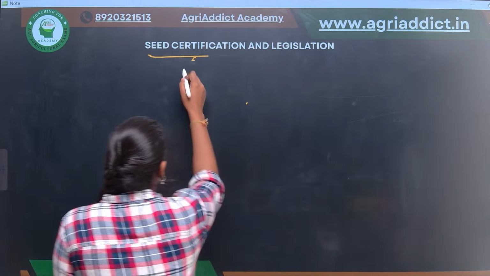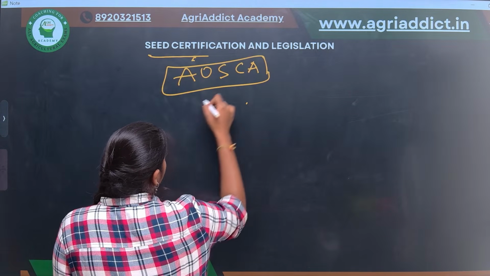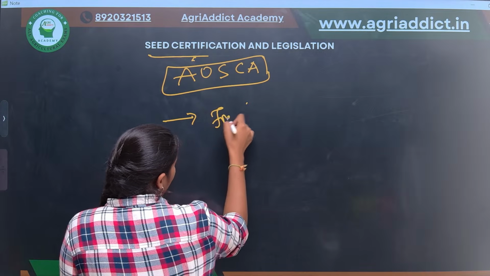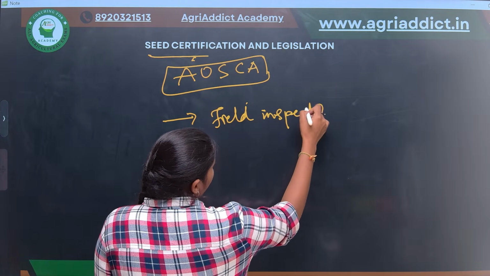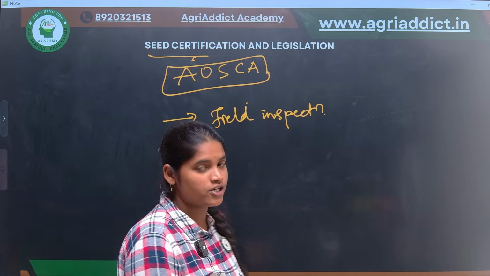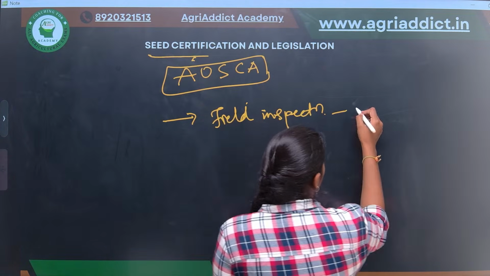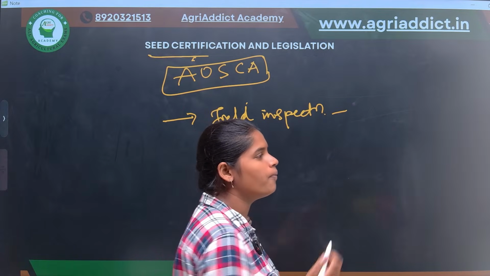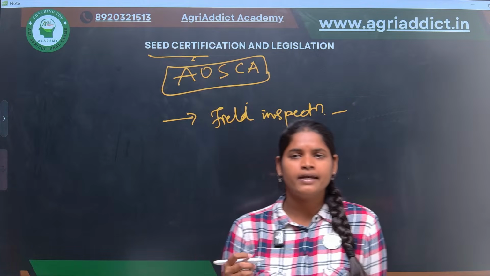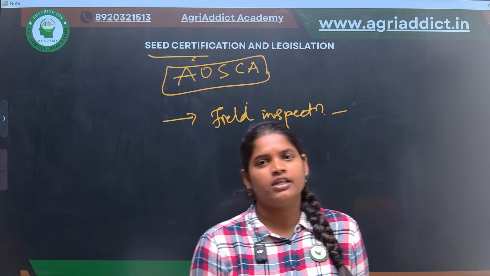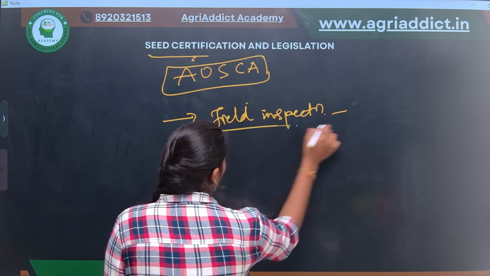So this AOSCA has given some basic principles on seeds, like field inspection. Related to field inspection, they have mentioned that it should be done by qualified inspectors or experienced technical personnel. Not everybody can do field inspection. It should be done by a qualified person. That is about field inspection.